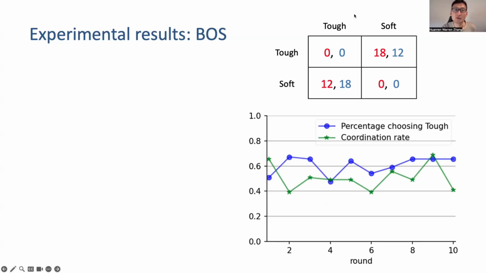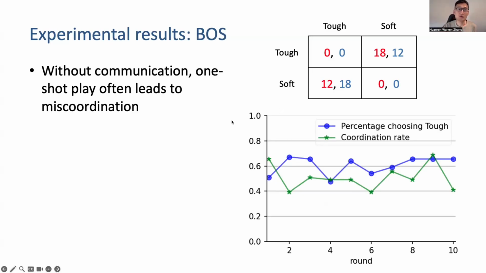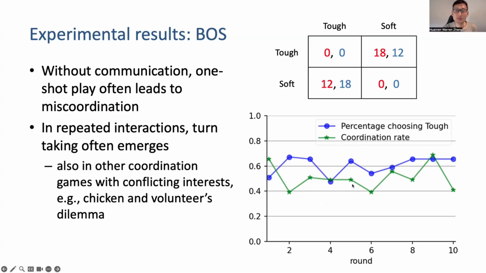So here I relabel this game again as the action of choosing tough or choosing soft, right? Without communication, one-shot play often leads to miscoordination, right? But for anti-coordination games, if you allow repeated interactions, turn taking often emerges, right? Also in the game of chicken or the volunteer's dilemma.